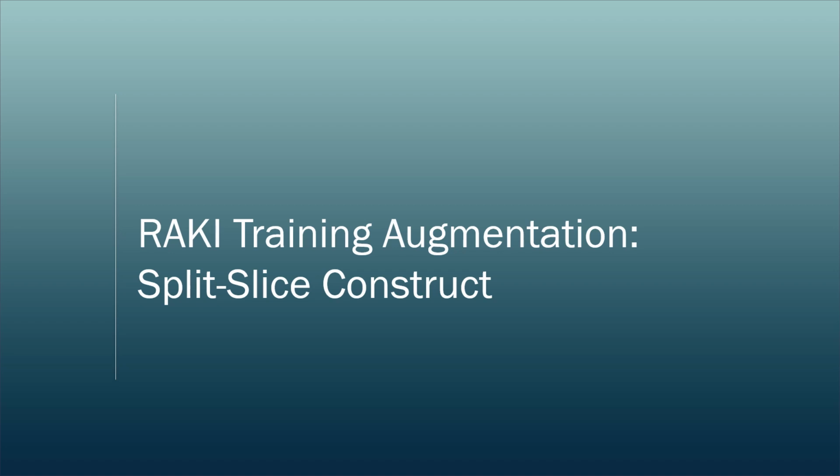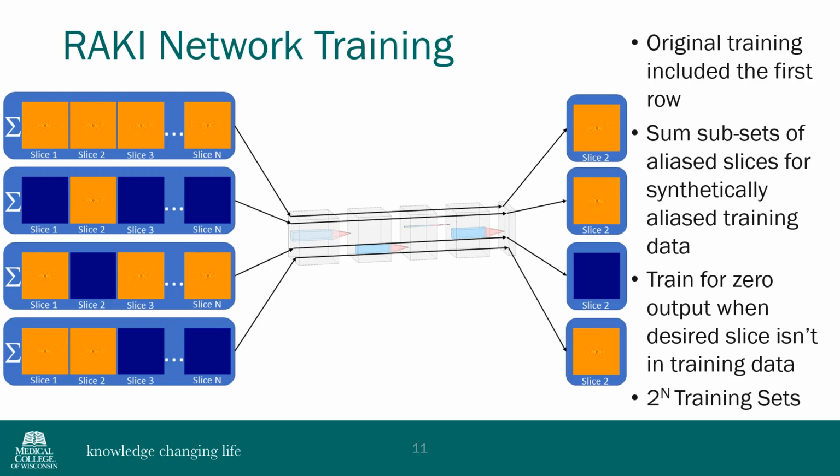The split-slice formalism essentially yields a form of training data augmentation for RAKI. The network ingests aliased k-space data and outputs the desired unaliased data. Standard RAKI training is depicted with the first row of this figure. With split-slice augmentation, individual slice data are summed across a subset of the slices in the acquired packet.